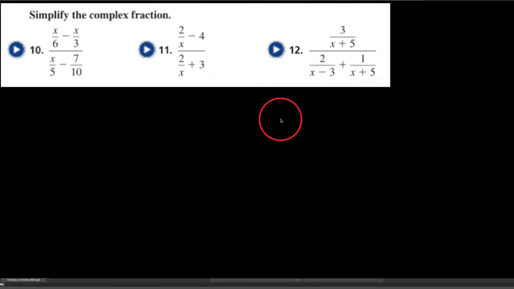Okay, YouTube, in this video we're just going to look at running through a few examples of simplifying complex fractions here, starting with this one right up over here. So let's go ahead and start and take a look at what we have here.